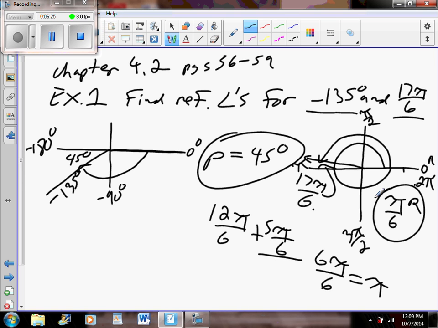You can rest assured, by the way, for 17 pi over 6, the reference angle is probably going to be pi over 6 because my denominator is in terms of 6. Yes?